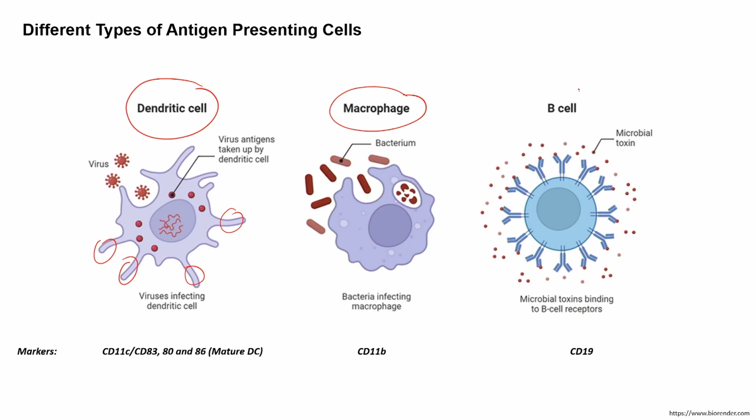And finally, the B cell, the B lymphocyte, can also sometimes present the antigen to other immune cells, such as microbial toxins. This toxin can be processed through the CDR region of immunoglobulins, and they can present it to other neighboring cells in order to facilitate the immune response.